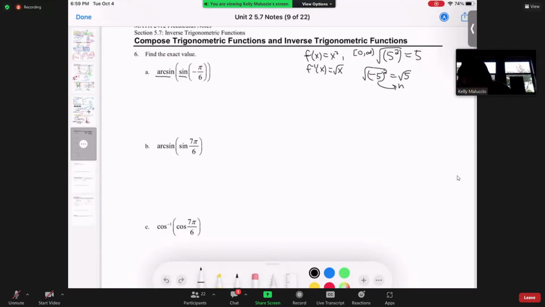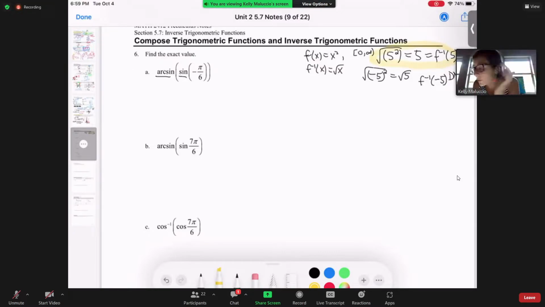So this equals f inverse of 5, but f inverse of negative 5 does not exist. Sometimes it'll be just like this, and you'll say, oh, square root of 5 squared is 5. We don't have to think about it. But sometimes you'd have square root of negative 5 squared, and it doesn't equal negative 5. It equals 5. Oh my goodness.